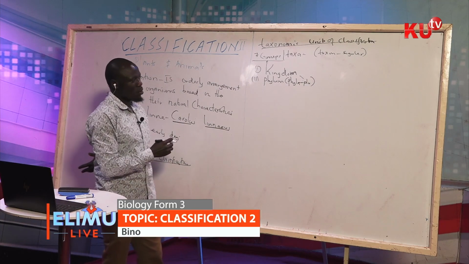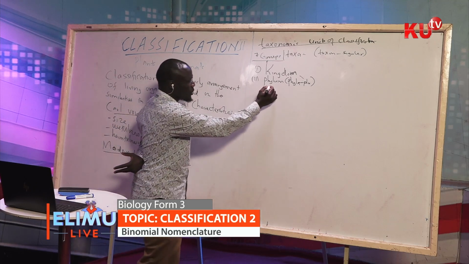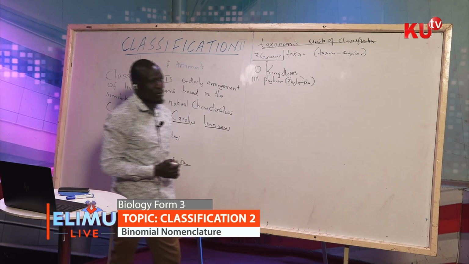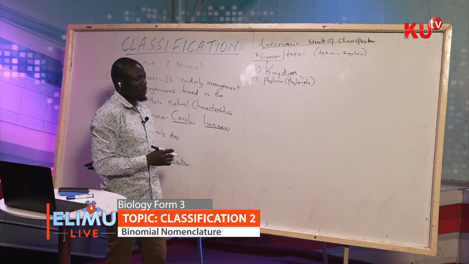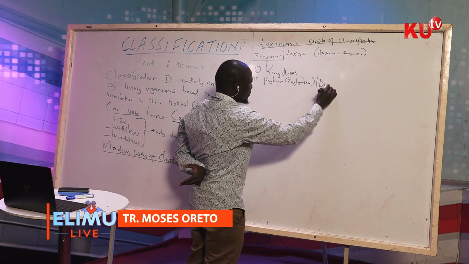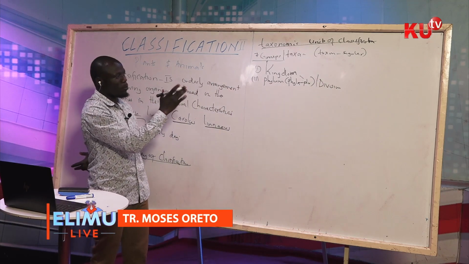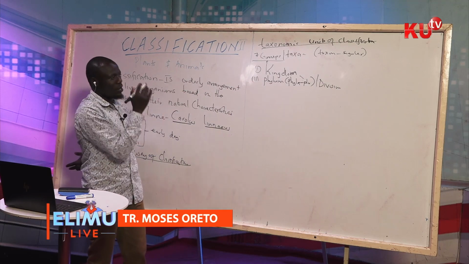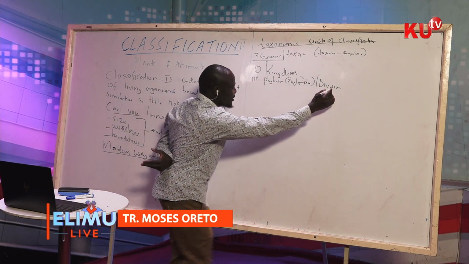But also, we can check in the case of plants. No, this one is in reference to animals, sorry for that. In animals we refer to it as phylum, but in plants we call it division. So when you reach a point where you are talking about classification under the second taxon, in the case of plants we are going to refer to them as divisions.